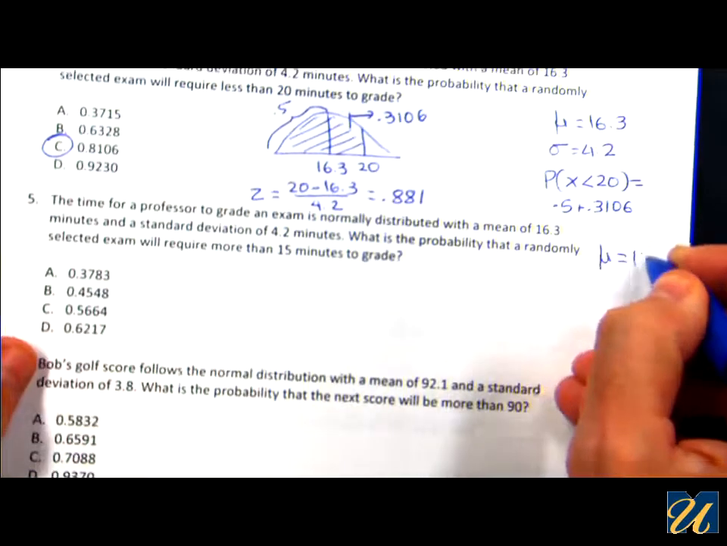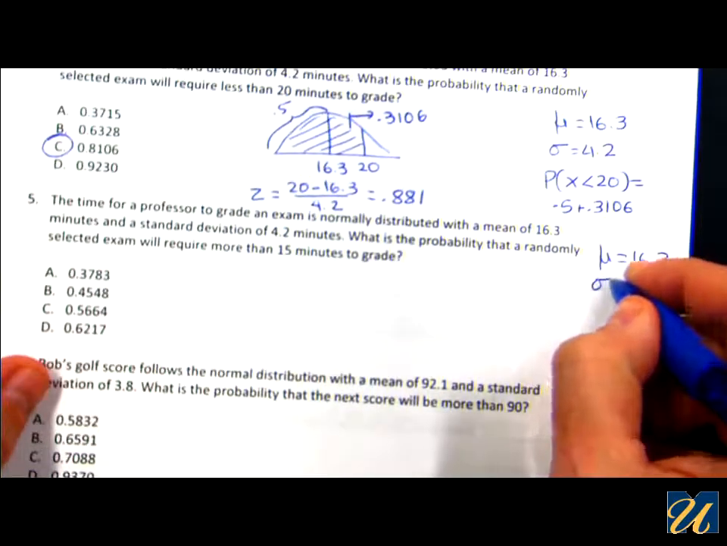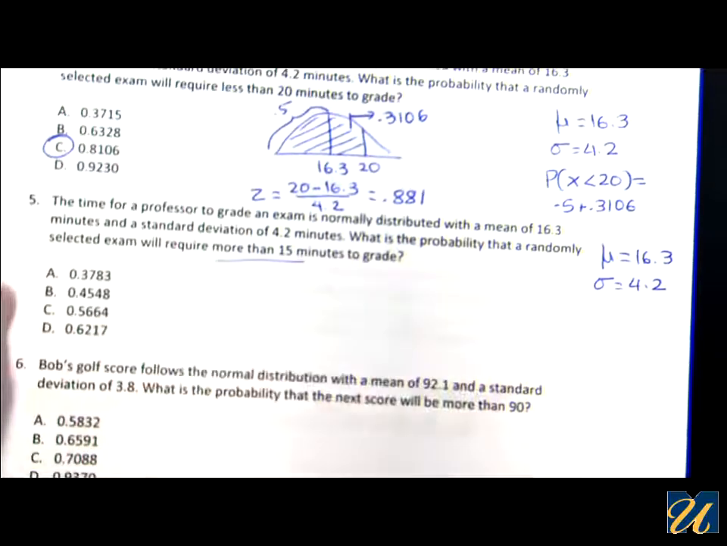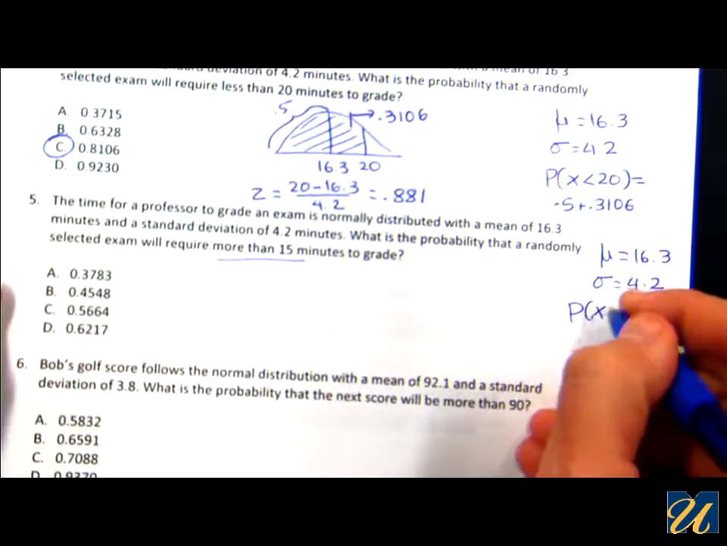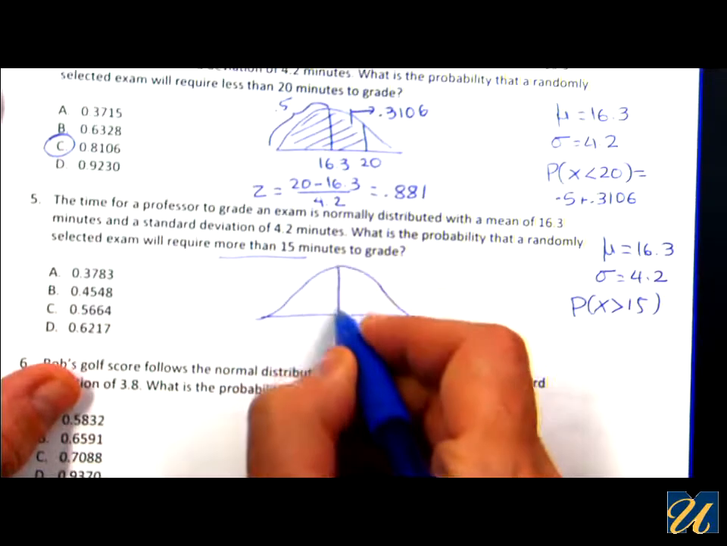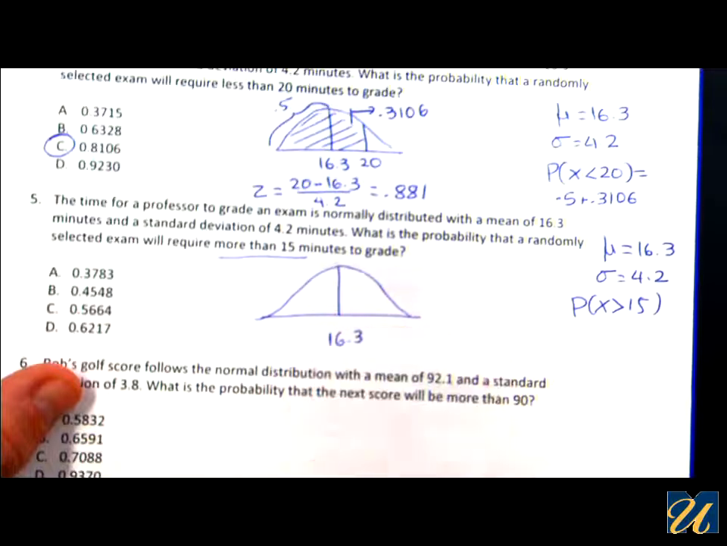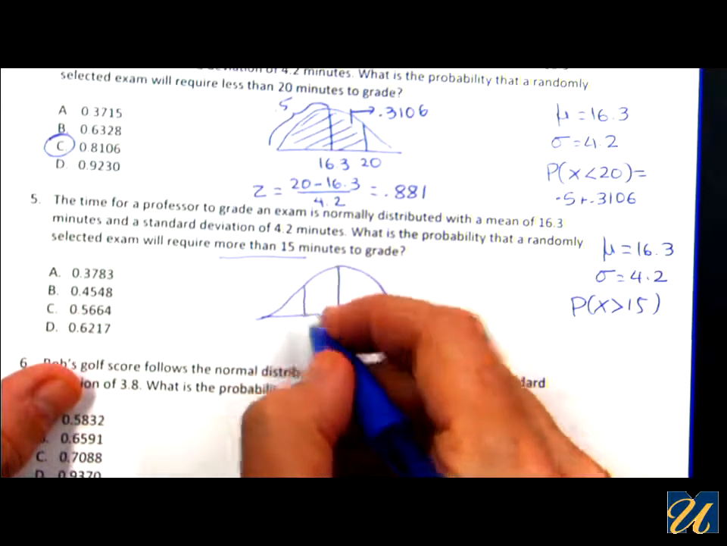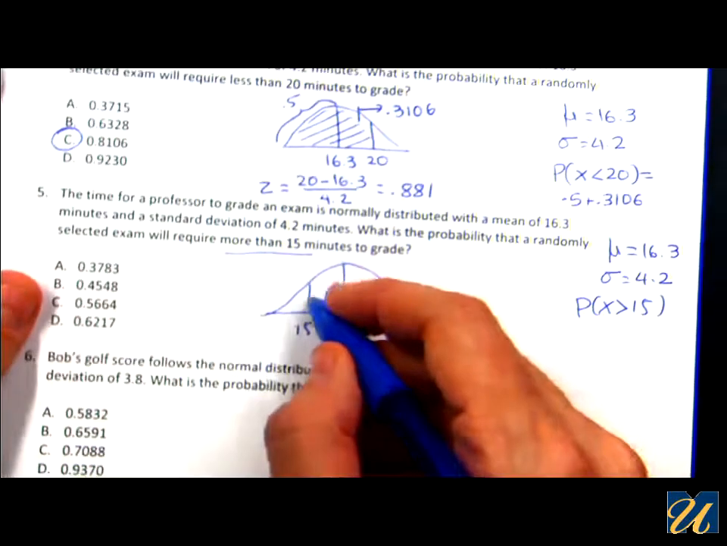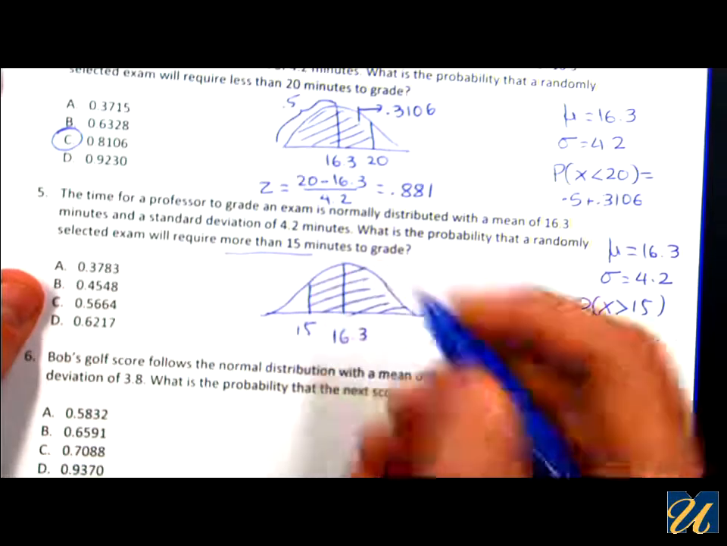The time for a professor to grade an exam is normally distributed with a mean, same problem, equal to 16.3, sigma equal to 4.2. What is the probability that a randomly selected exam will require more than 15? More than 15, x greater than 15. Once again, you draw the normal curve. Mu is 16.3. 15 is to the left of the mean, and I'm looking for the area greater than 15. Greater than 15 means the whole area to the right of 15.